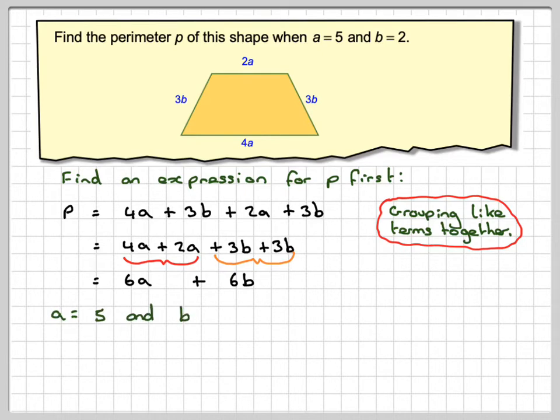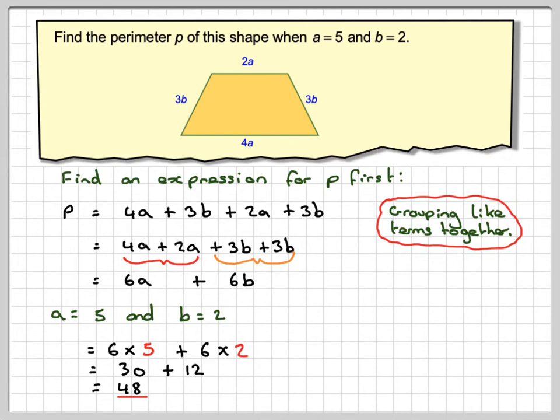We know that A is 5 and B is 2. So this becomes 6 times 5 plus 6 times 2. And we do multiplication before we add. So 6 times 5 is 30, plus 6 times 2 is 12. And then we add those together, we get 30 plus 12, which makes 48.